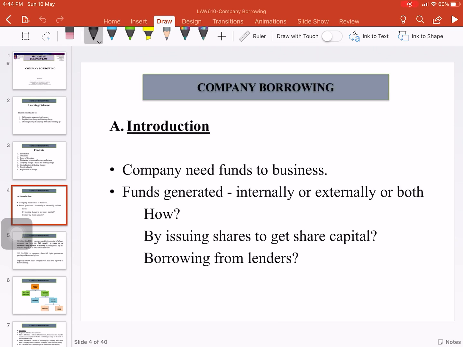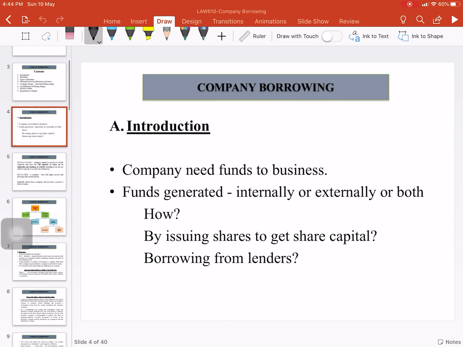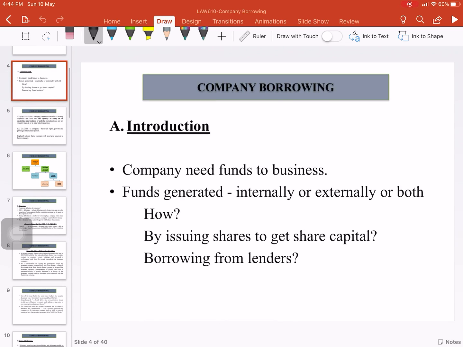Okay, so how? Issuing shares to get share capital. We have seen it in the last lecture where shares are issued to the public under public companies. Okay, and then you can also have preferential shares. So this is where the capital actually comes from the shares. Okay, but can you also borrow from lenders, individual lenders, banks?